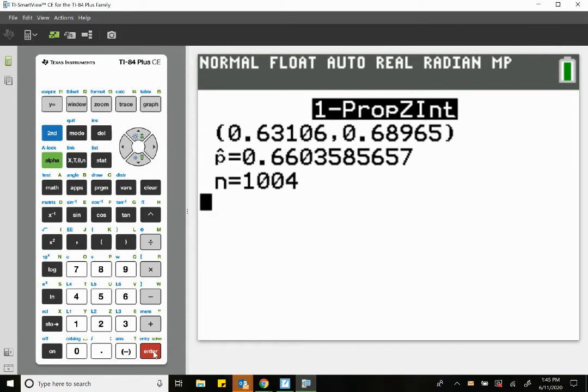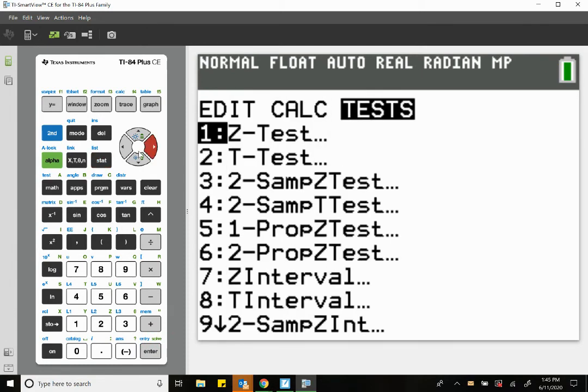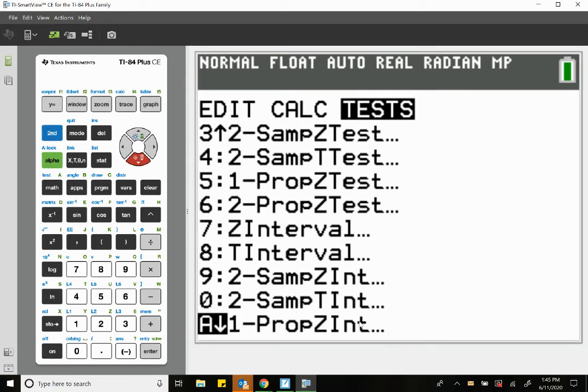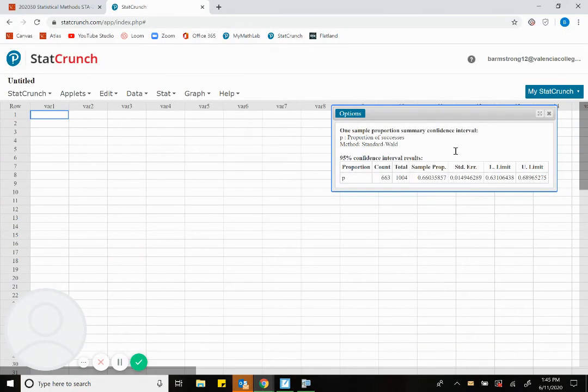I just went to the wrong one. I was under the right section. So again, stat, scroll over to tests, scroll down to 1-PropZInt. And you plug in the same information that you do when you do StatCrunch. Okay? It gets the same information.